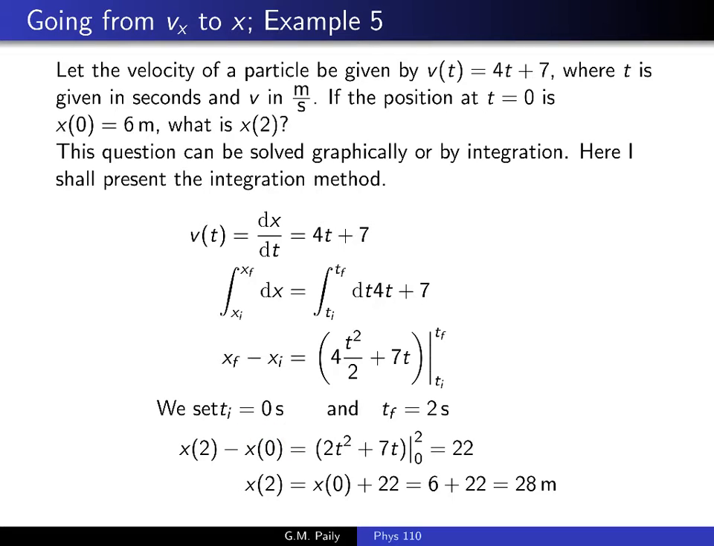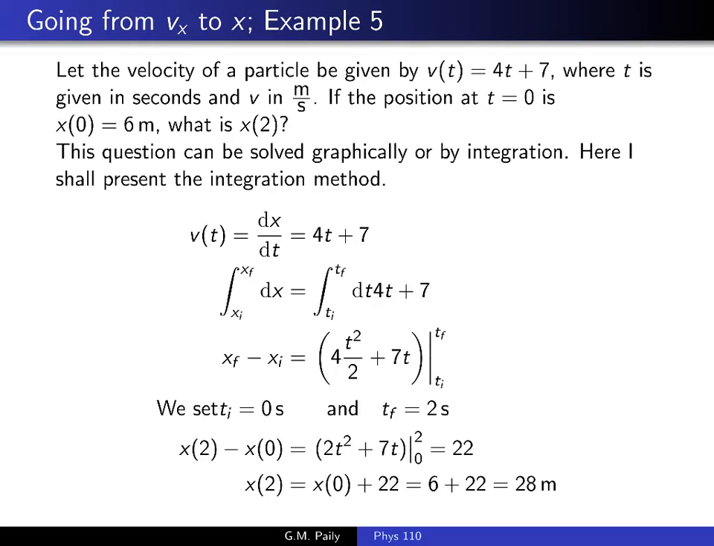We set t initial equal to 0 and t final equal to 2 seconds. So we have x at 2 seconds minus x at 0 seconds is equal to this evaluated at 2 and 0, which gives us 22. But we are solving for x at 2 seconds. So we move the x at 0 to the other side, and we have x at 2 seconds is x at 0 plus 22, which is 28 meters.